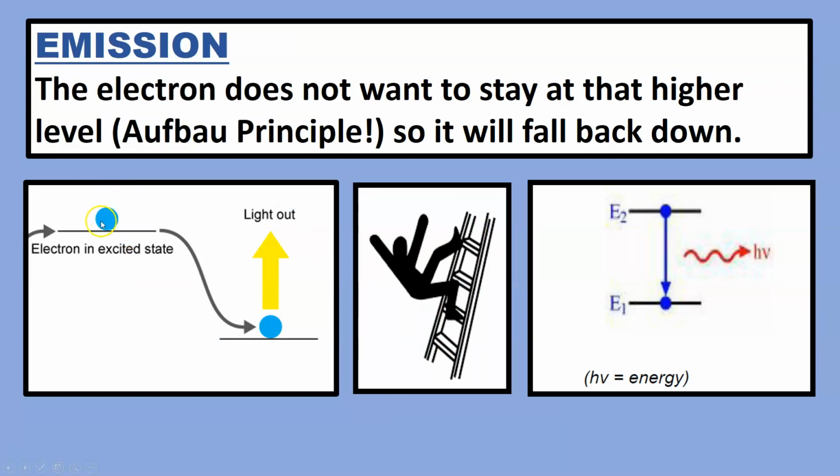So what ends up happening is it comes back down to its original level. And in order to come back down, it has to get rid of all that extra energy you gave it. And if we're lucky, the energy will be in the form of light. It might be in a different form of energy, like heat, but a lot of times it's going to come out as a light.